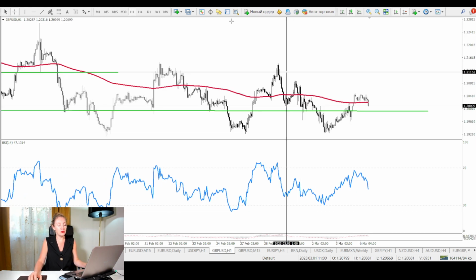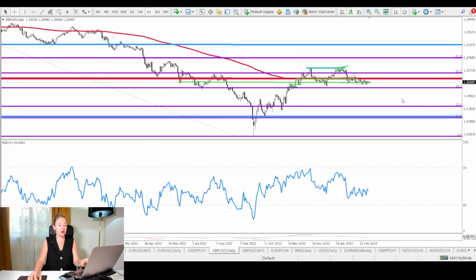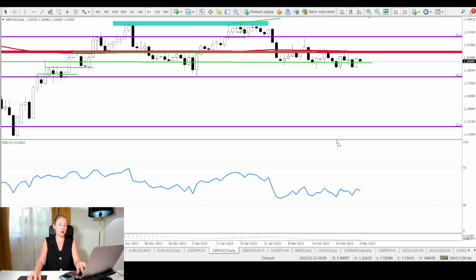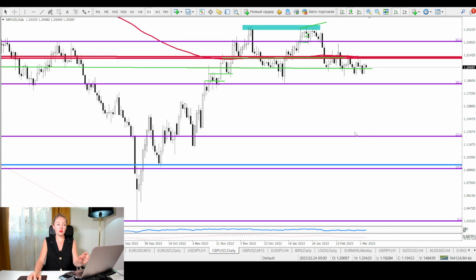Let's go to Great Britain pound. If you go on the daily chart, you easily will say that there is no trend right now. The market is in a range, and for the last couple of weeks it's in a small range. What does it give to me? What can I do right now?